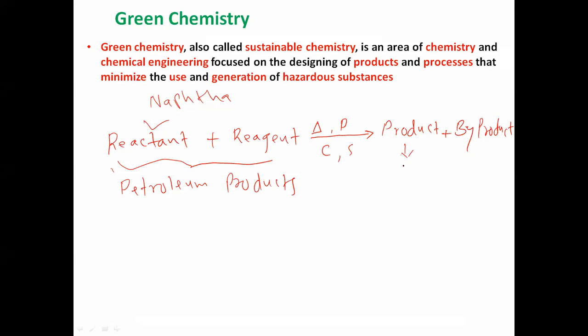Now, where is the problem? Where does this green chemistry come into the picture? At present, we utilize these petroleum products, and these petroleum products have two major drawbacks. So the first drawback is what? These products are hazardous. These products are polluting.